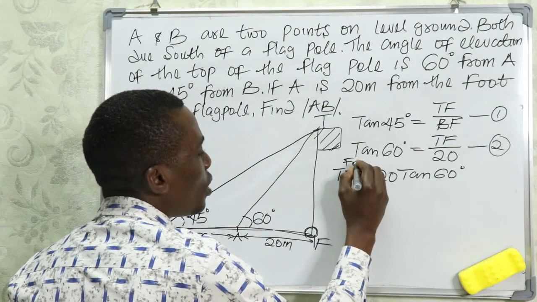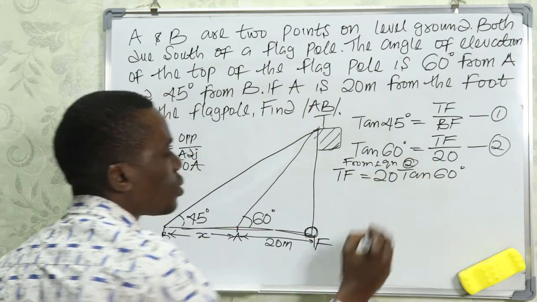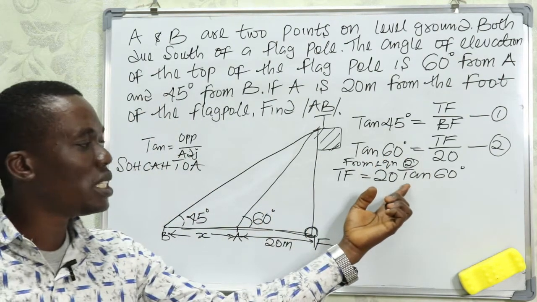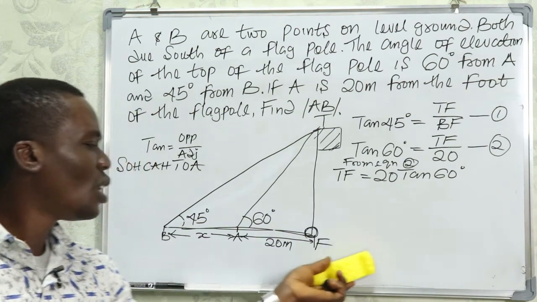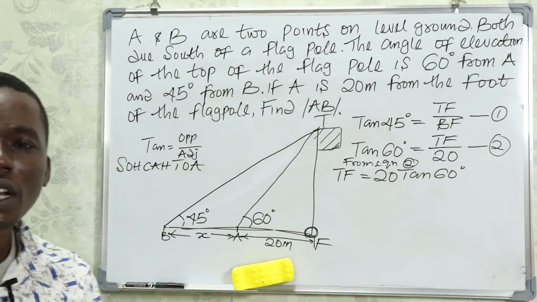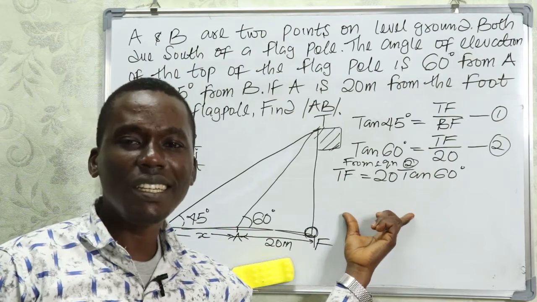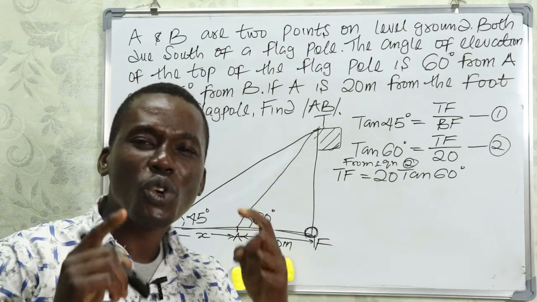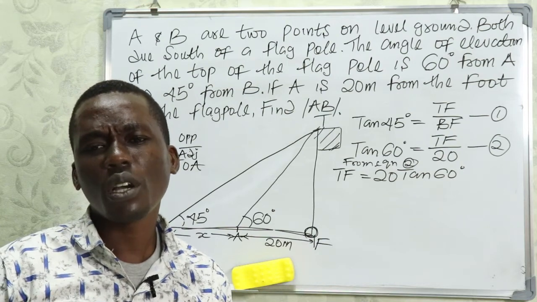Let's take equation 2. So TF will be 20 tan 60 degree. Now the question you ask yourself is, what is tan 60 degree? I'm going to advise you, when you are solving a question like this, try to use your special triangle formulas. Now what is your special triangle?